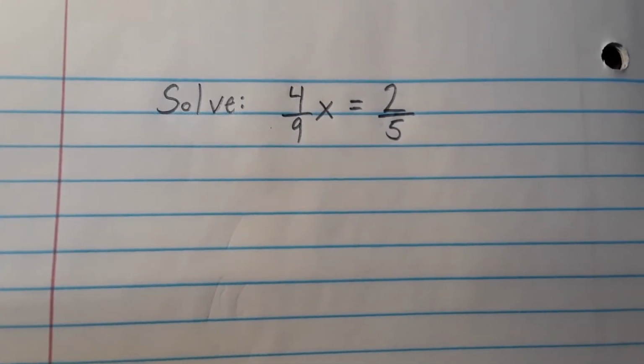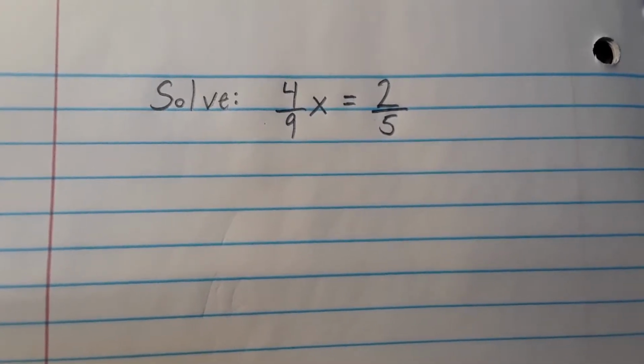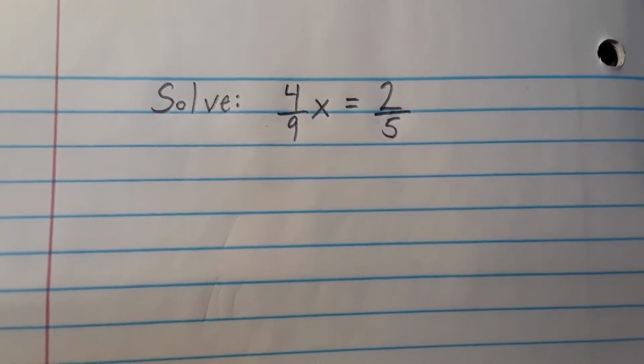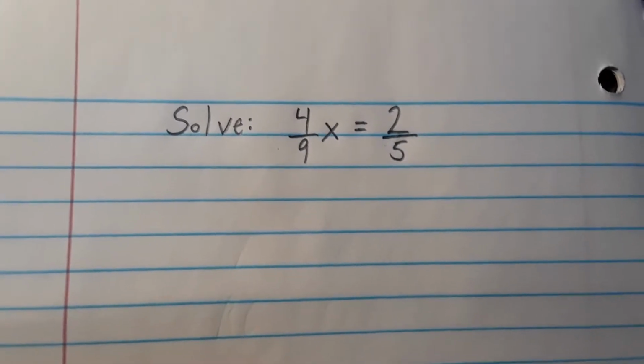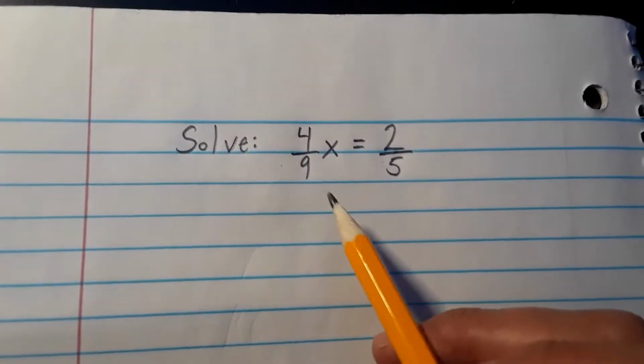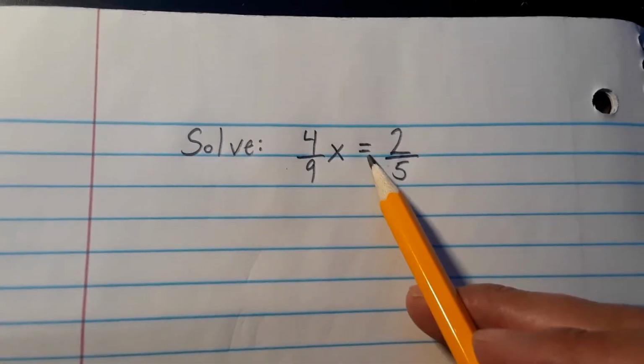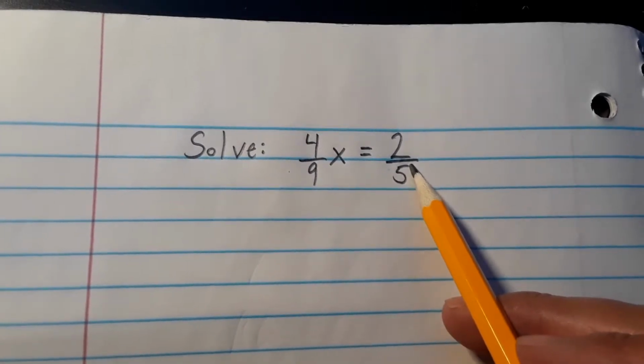Hey guys, we're going to do a quick example of just using M.Inv, multiplicative inverse here. This problem's a pretty simple problem. M.Inv is basically our only step. We've got 4/9 x equals 2/5.